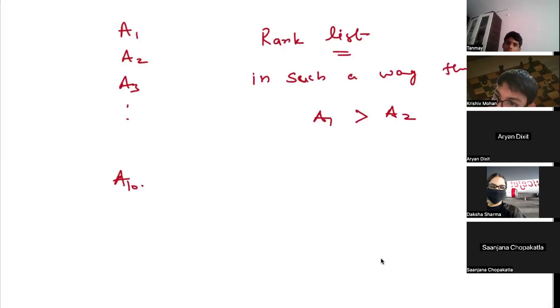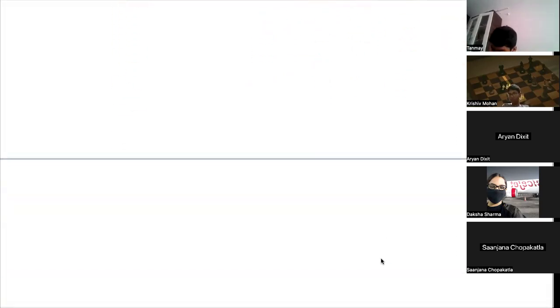We'll go for that question, but I'm starting right from the basics. I'm giving you 10 different students, and you have to make a rank list of these 10 students such that the rank of A1 is always ahead of the rank of A2. We can solve this by different methods. First method: A1 is at first place. So for A2, how many options do we have?